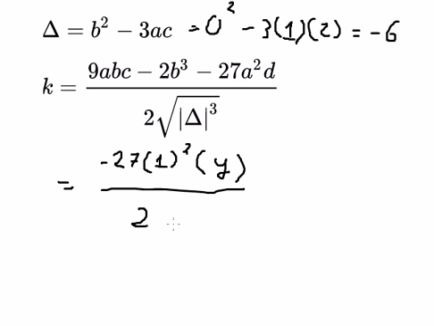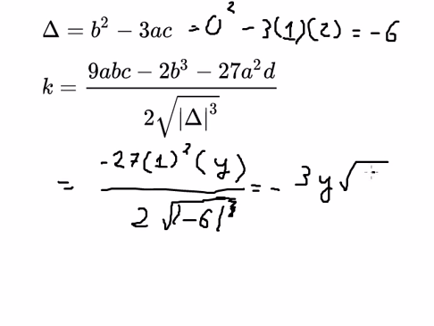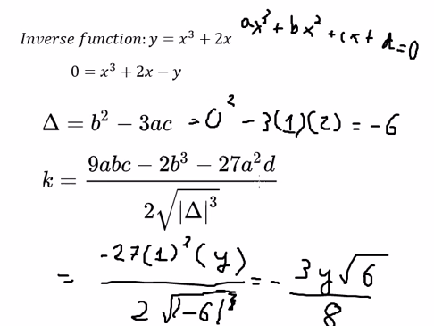We divide 2 multiplied with the absolute value of negative number 6 to the power of 3. So we calculate this one. You got about negative number 3y multiplied with the square root of number 6 over 8. So that's the first step.